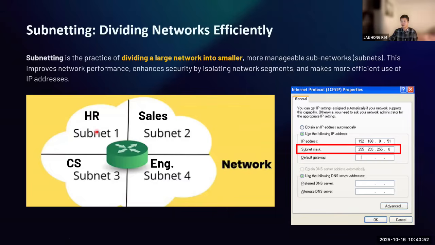So in this case, we divide the network. Subnet 1 belongs to HR, and subnet 2 belongs to sales. Subnet 4 belongs to engineering, and subnet 3 to customer service. So each network is now segregated. They are completely independent and isolated. So why is this good for security?